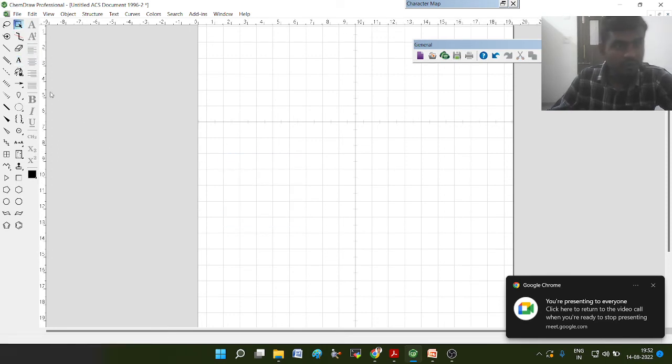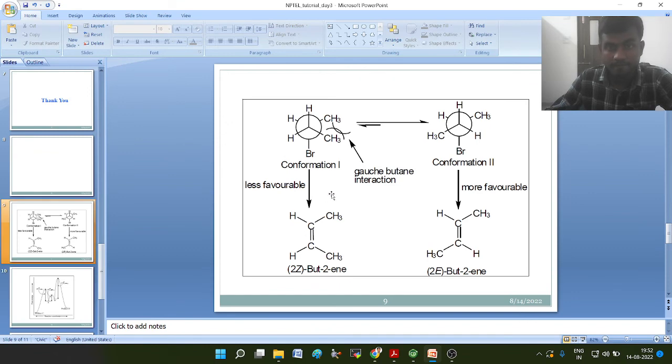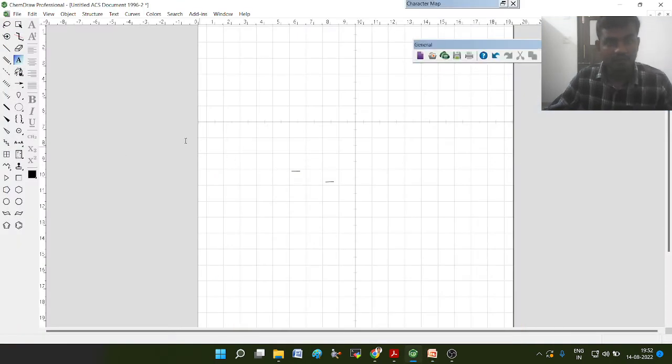Let me show. We have two conformations. Remember, one has a higher energy, which has a gauche butane interaction, and the other has no gauche butane interaction, and the methyl groups are trans, so it has a lower energy. Imagine on the y-axis there is energy. If I name it, what was the conformation I showed? Conformation 1 will be higher energy, so I will put conformation 1 here and then conformation 2. So these are the situations. It has a higher energy, it has a lower energy.